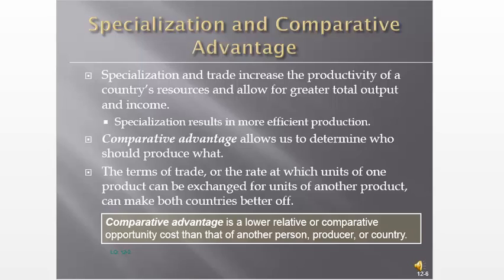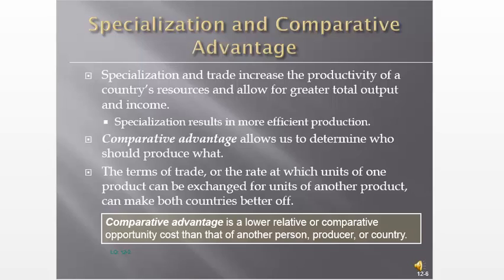As we initially discussed in Chapter 2, specialization in trade increases the productivity of a country's resources and will allow for greater total output and income. Specialization results in more efficient production, and because of scarcity, we have a responsibility to be as efficient as possible with our resources. Comparative advantage allows us to determine who should produce what.